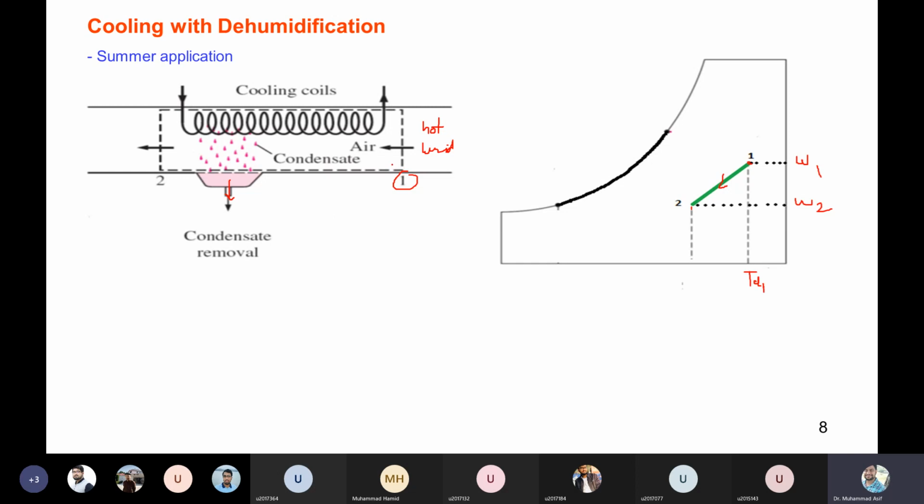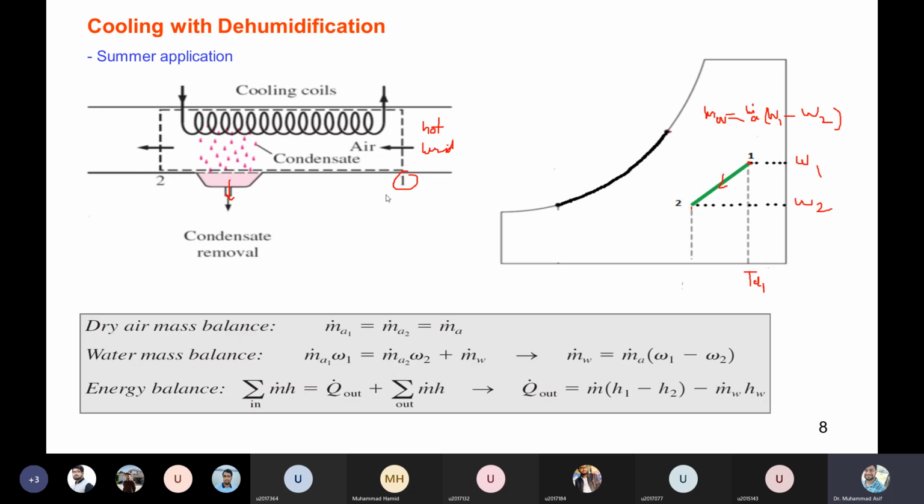What about the mass of the water vapors? Mass of the water vapors, as you know, is basically the difference. Mw is basically the difference of the omega, I mean omega 1 minus omega 2 into M dot A. So this is basically as a result of the balance for the water vapors. We can apply the water vapor balance for the water vapors and the dry air, and the energy balance. For example, the first equation is the dry air mass balance. So there is no change of the dry air. Ma2 is equal to Ma1.